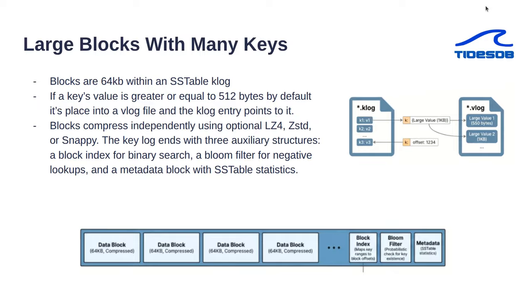This allows us to store a lot of keys inside each block, thus making reads very efficient, writes very efficient, write amplification very efficient as well. You can see down here in the presentation how the klog stores data blocks, and then we have our auxiliary blocks at the end there, like the block index, the Bloom filter, and the metadata block.